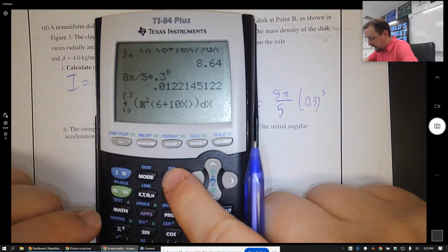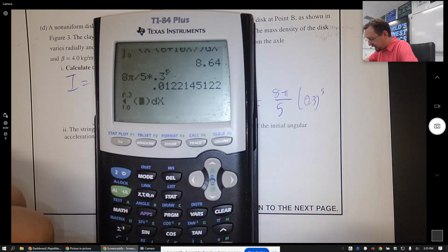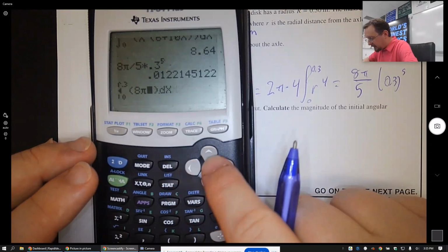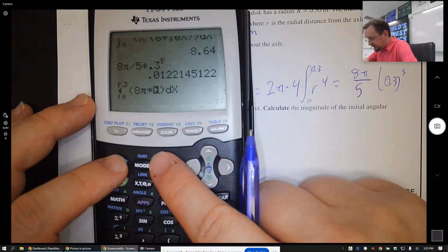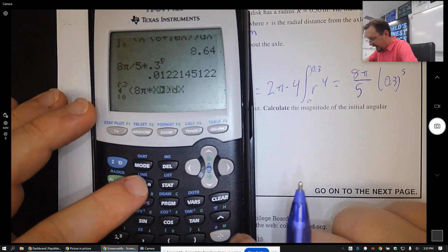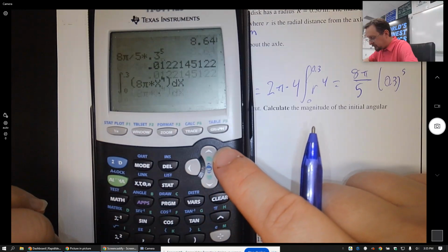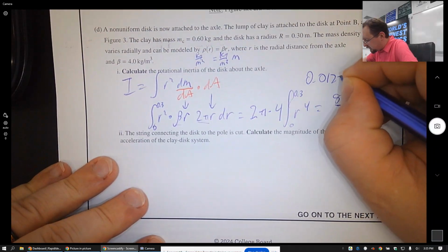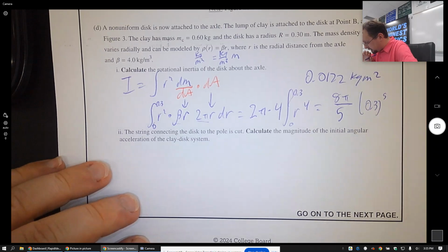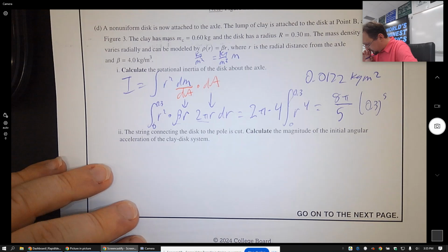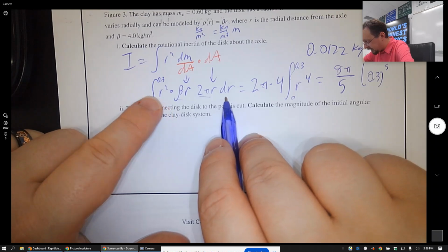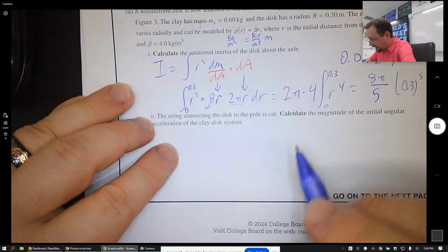Inside the parentheses, it's going to be 8 pi over 5 times, oh, I didn't mean that. I meant just 8 pi times x to the 4th. It's the same number. So then what am I going to get? I'm going to have 0.0122 kilogram meters squared. I'm making sure this sounds right to me. I'm sorry to take up your time, but let me just check my units.